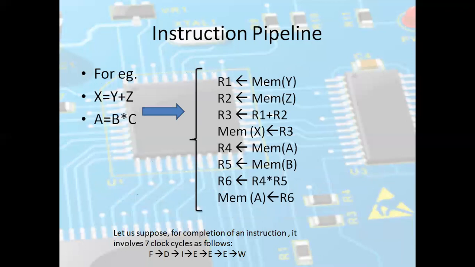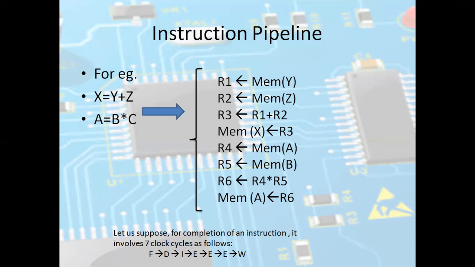In this example, the instruction pipeline is executed in these steps. A total of 7 clock cycles are involved, where F is fetching, D is decoding, I is issuing, E is execution, and W is write back. In this example, the memory content of Y is loaded into register R1, and the memory content of Z is loaded into R2. If we add R1 and R2, then R3 can be obtained. Here is a problem: the result R3 is dependent on R1 and R2, and definitely it will cause a delay of the result.